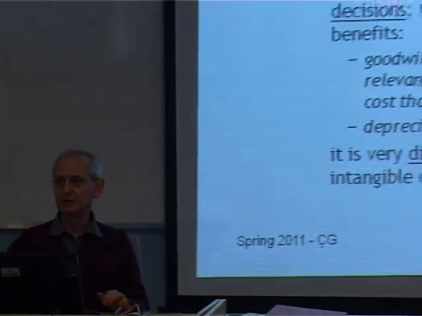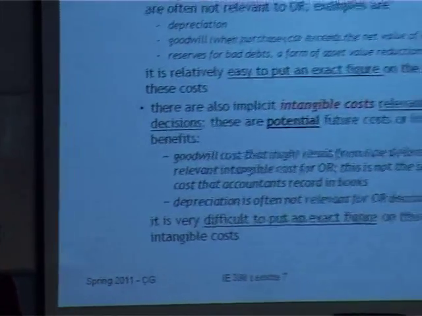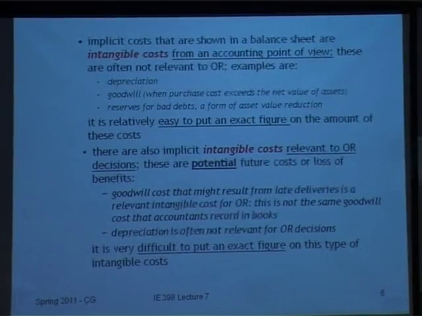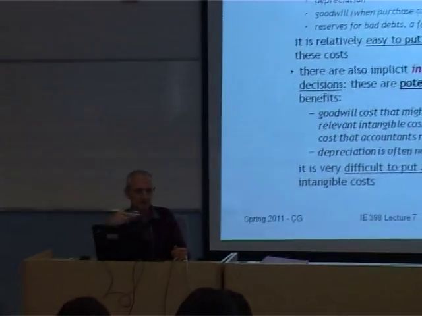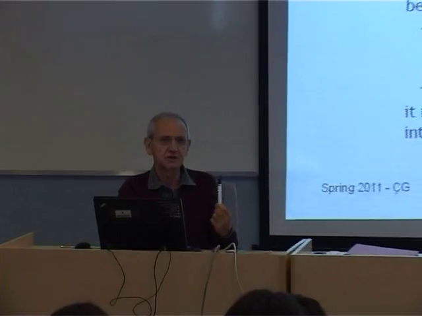Now, let's discuss the tangible-intangible division. Tangible in everyday language is something that you can touch. This is tangible, concrete. Tangible means concrete, intangible means abstract, which you cannot see and touch. Something that exists, tangible is ontological, intangible is epistemological, doesn't exist. Okay. Now, implicit costs that are shown in a balance sheet are intangible costs from an accounting point of view.